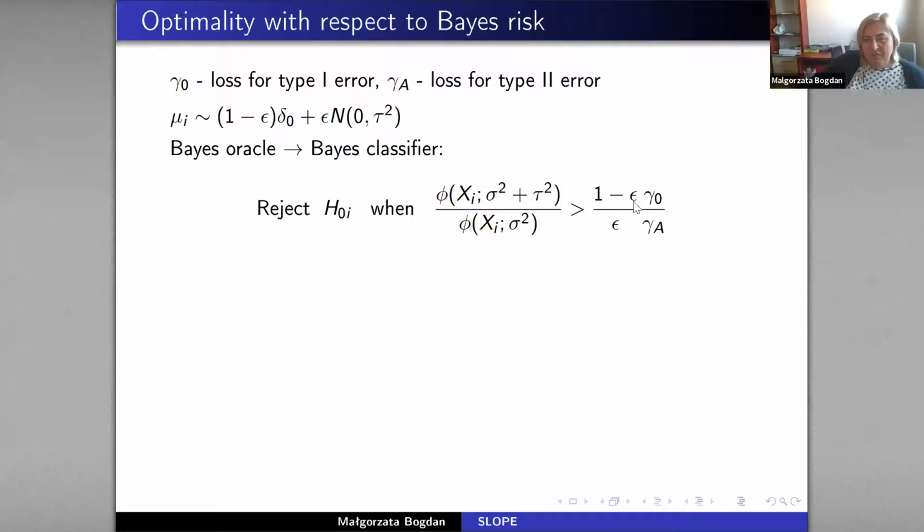So what is the problem? The problem is that I cannot use this formula because usually I don't know tau, I don't know epsilon. So people are trying to construct procedures which could be used on the data, use the information in the data, and approximate this Bayes classifier in terms of risk. So we want to have approximately the same cost as for this optimal procedure, which depends on things which we do not know.